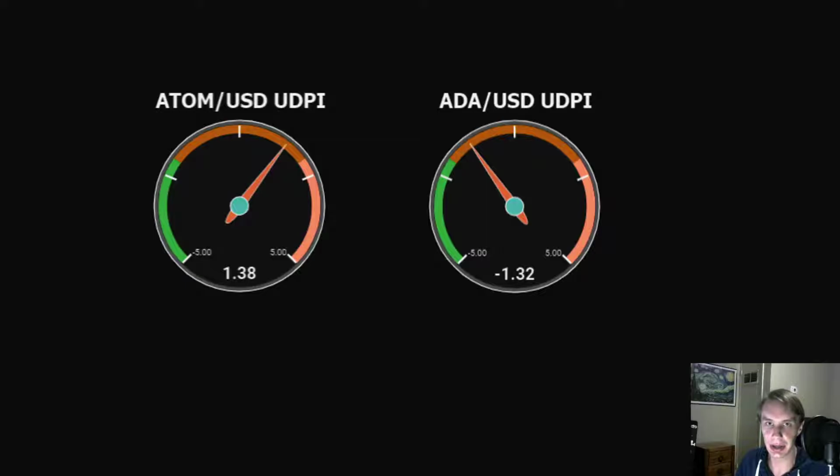Now again, this is not financial advice. Do your own research before making any decisions of what to invest in. But the usefulness of these UDPIs, especially for multiple assets, is the ability to do these direct comparisons and then decide where your money may be best placed.